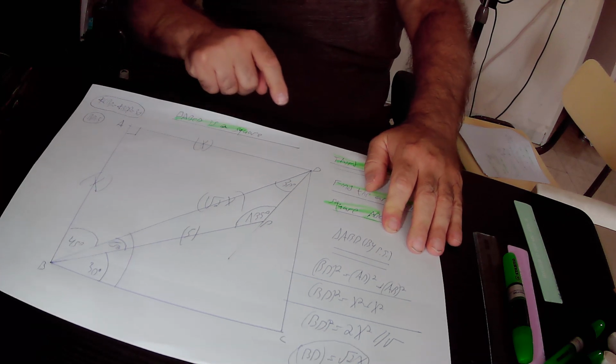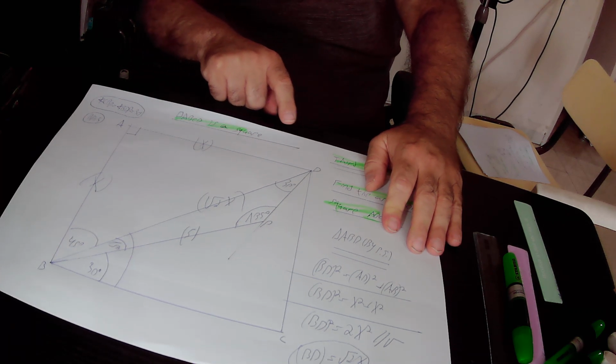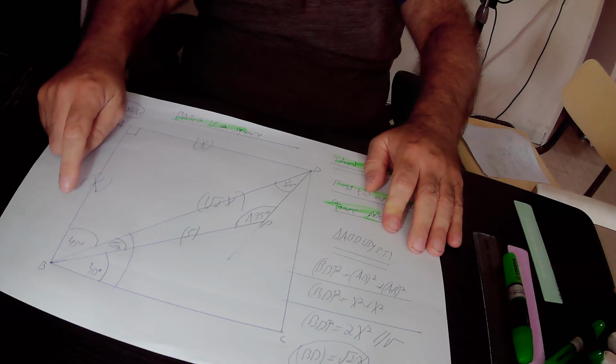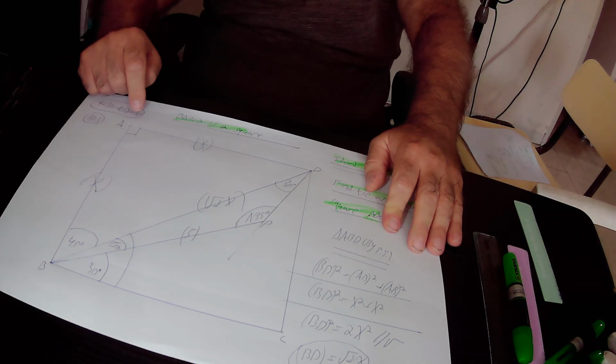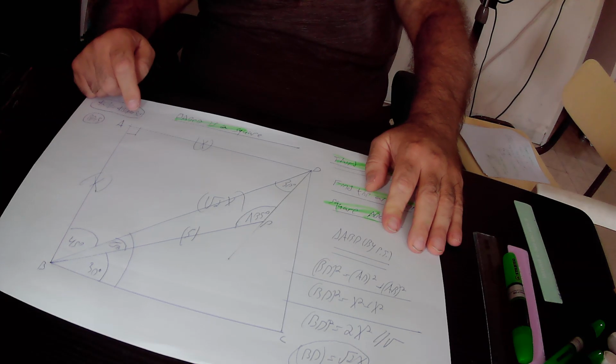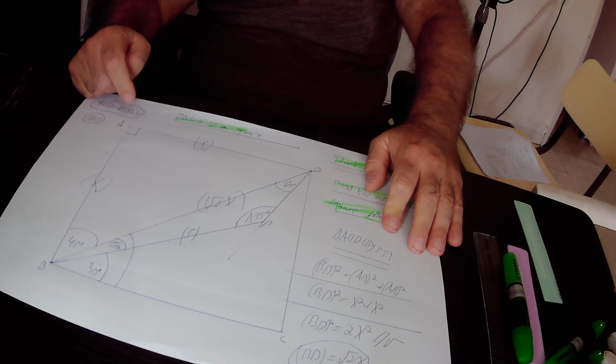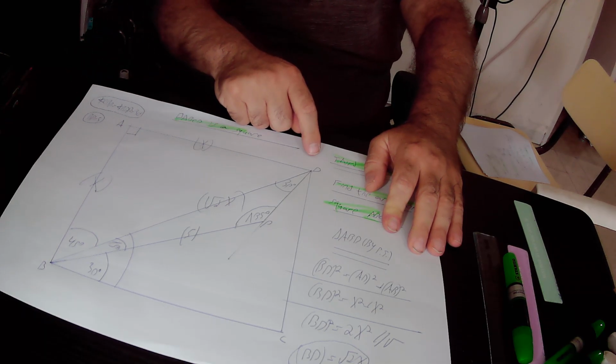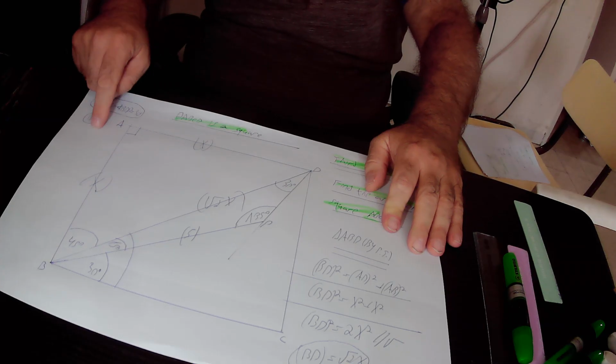We defined side AD as x, so therefore side AB must also be equal to x units. This is, of course, a right angle because it is a square. We implement the Pythagoras theorem on this triangle DAB.